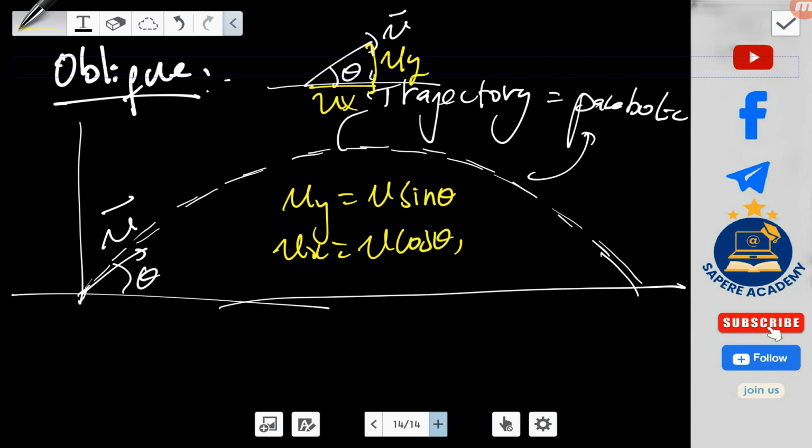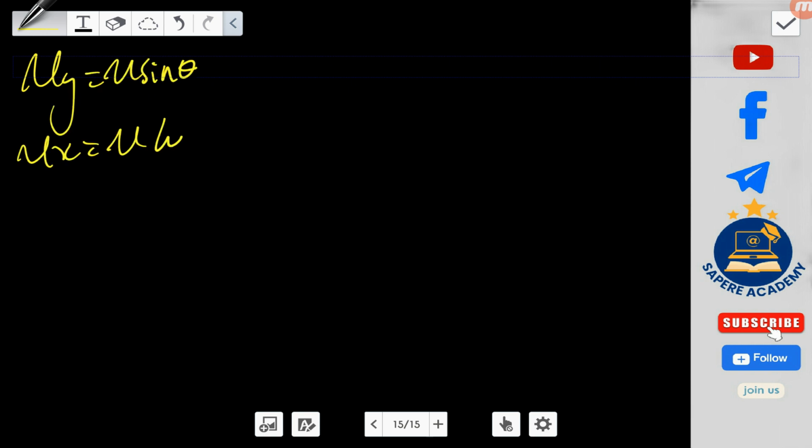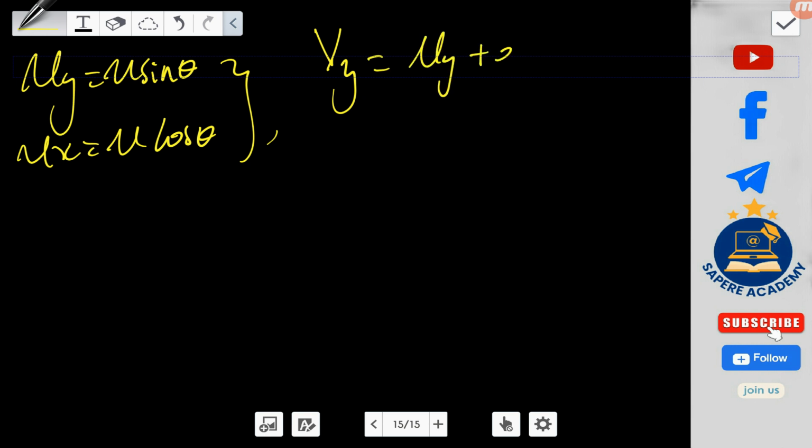Now, because of that, we know that the value of u of y is u sine theta, the value of u of x is u cos of theta. After knowing these two values, we have to jump to the next values, and that is v of y. Now, v of y is u of y plus gt.